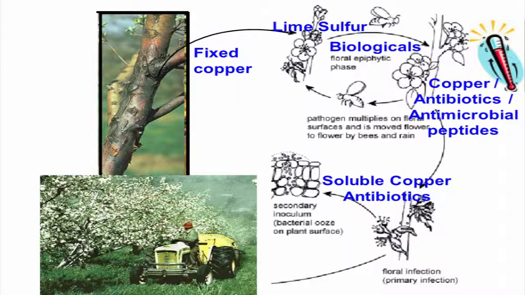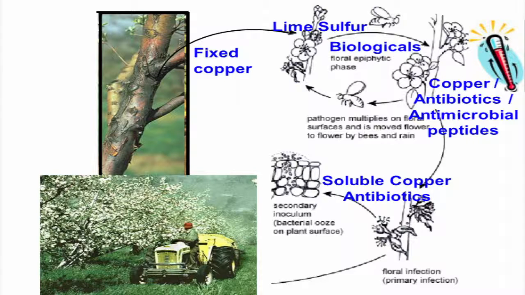The pathogen needs to grow up to about 1 million cells per flower in order to be able to infect the flower. So this floral epiphytic phase is driven by temperature. Warmer temperatures make bacteria divide faster, and warmer temperatures encourage bees to fly faster. And so this little circle goes around faster and faster as temperature goes up.